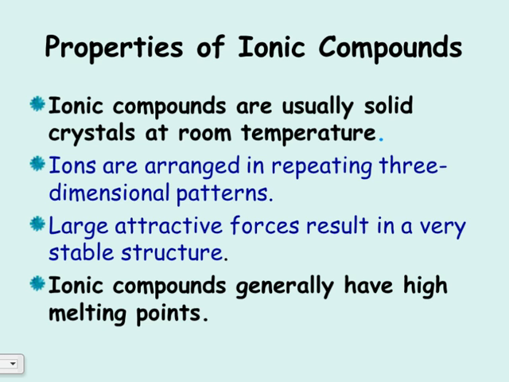Ionic compounds are usually solid crystals at room temperature. The ions are arranged in repeating three-dimensional patterns. We have large attractive forces that result in a very stable crystal. Ionic compounds generally have high melting points. So one of the characteristics is they have high melting points. They form a repeating three-dimensional pattern, it's a crystal, and they're very stable.